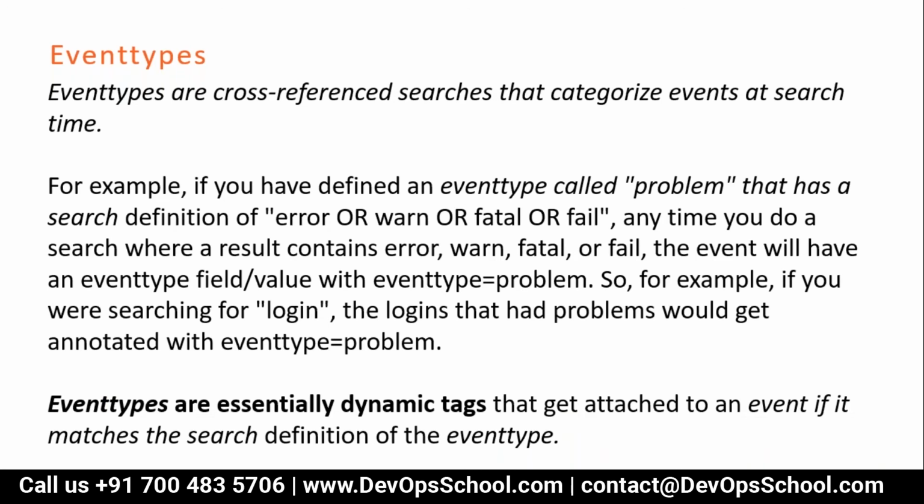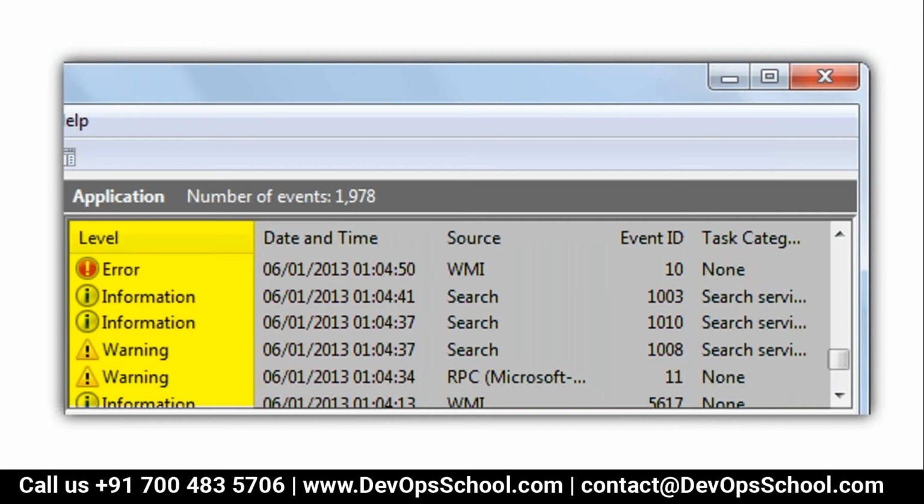So here these are the event types you see. Event types are cross reference searches that categorize events at search time. Look at this here. Event types here are error, information, warning. These are the event types, you can say. Label here is an event type. So this is one field, but it gives you the different types of events in one table only.